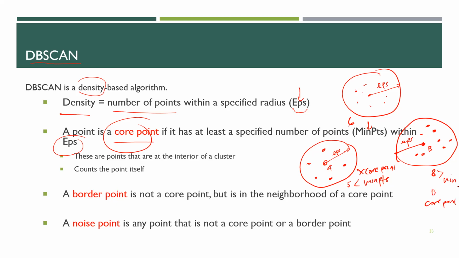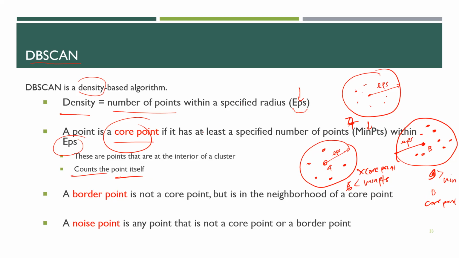Sorry, don't forget to count the point itself. I increase it to 7. So this is 6, still less than the minimum points. This is 9, including the point itself.